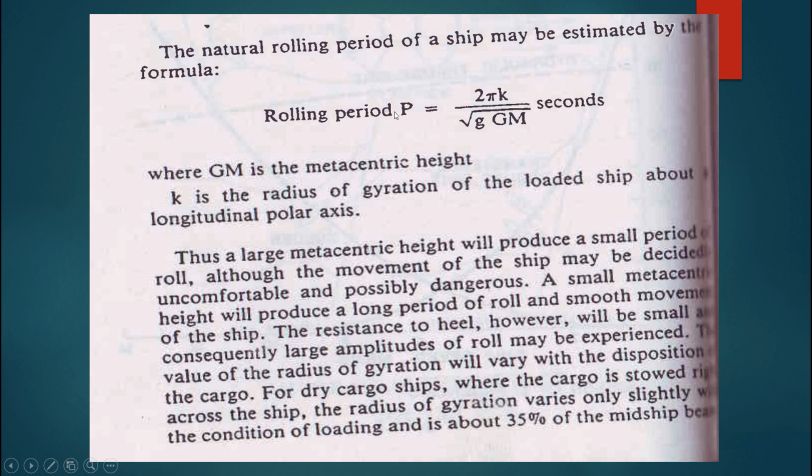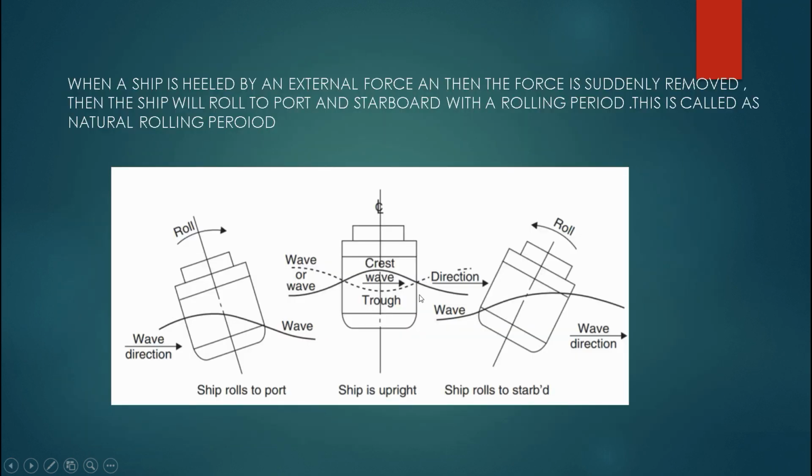So from this formula you can understand that if GM is less, then the rolling period will be more, and if GM is more, then the rolling period is less. If there is more GM, the ship will return to the initial position very fast, so you will feel uncomfortable. If you have less GM, then the ship will roll smoothly and return to the upright position, and you can feel comfortable.